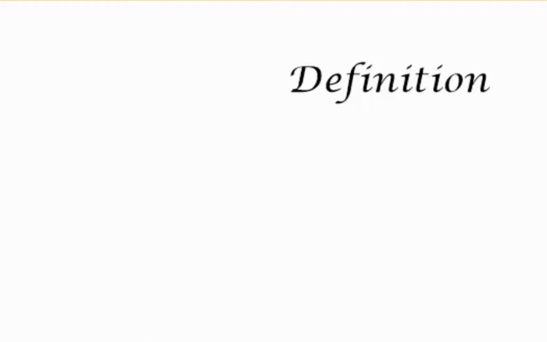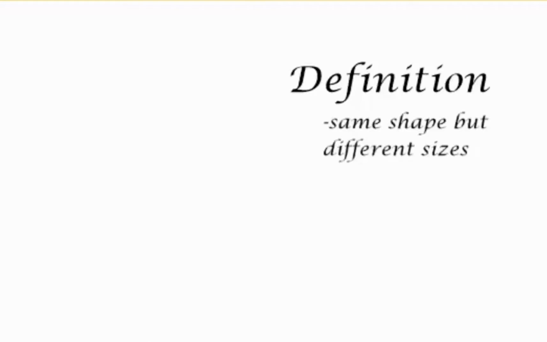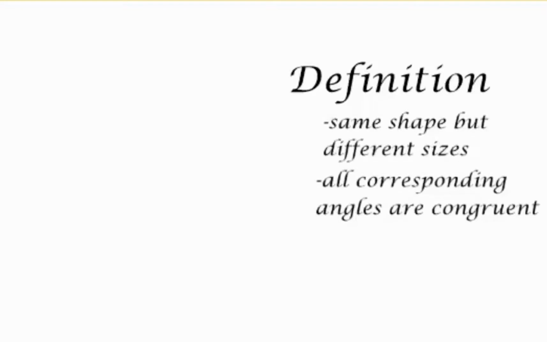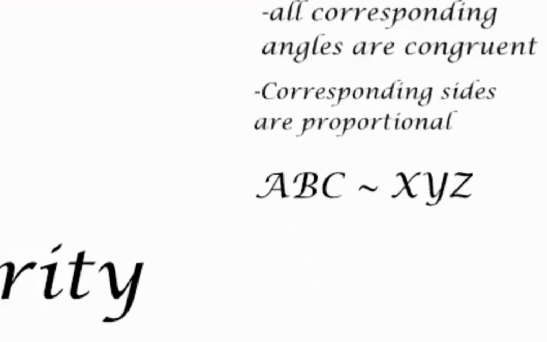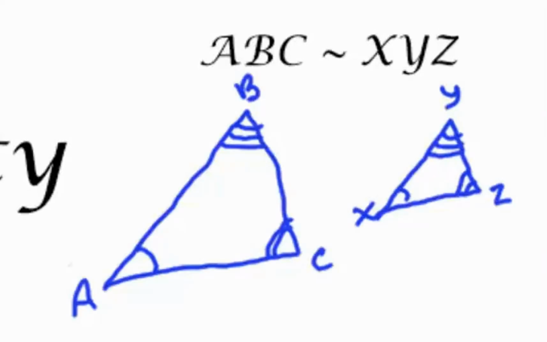Welcome to the lesson on triangle similarity. In this lesson, we will discuss the conditions necessary for triangles to be similar and how we can use similarity to solve problems. By definition, similarity means that two figures are the same shape but different sizes. In those figures, all corresponding angles are congruent and all corresponding sides are proportional, which means they'll divide to make the same amount.